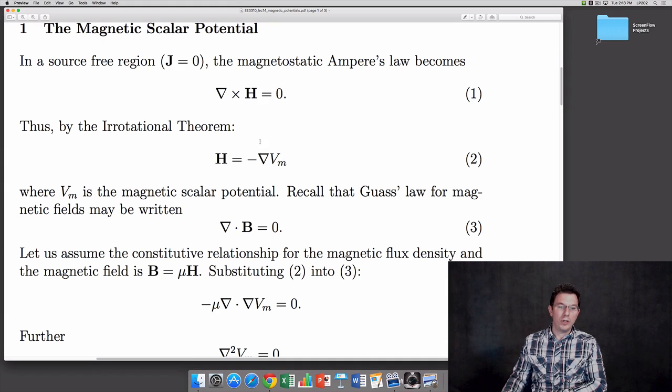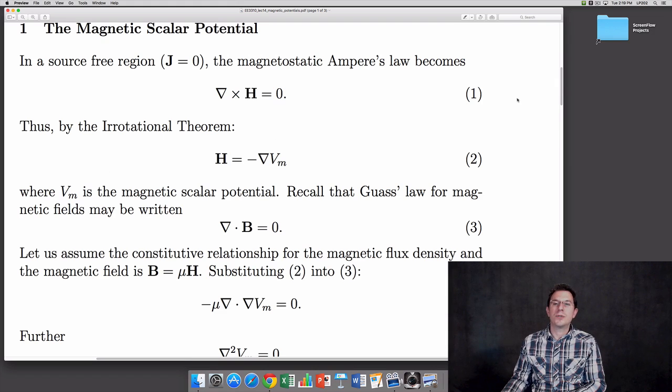By convention, we also tack on a negative sign. Because the magnetic field is irrotational, or its curl is equal to 0, we can write the magnetic field as the negative gradient of a scalar potential. Here, capital V sub m is the magnetic scalar potential.